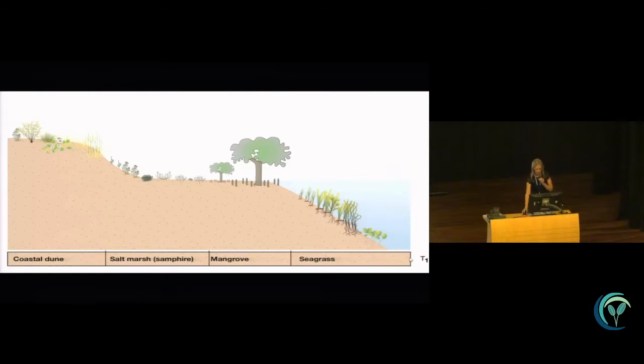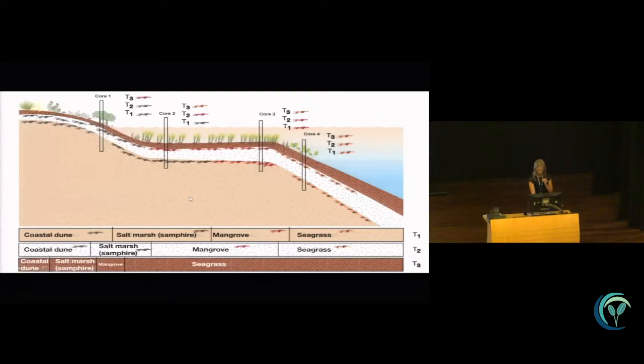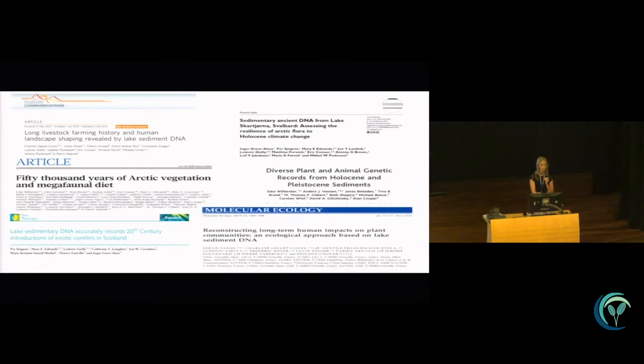So this is your typical coastline. You have seagrasses, mangrove, saltmarsh. And as time goes on, this system changes. So you can see that there's T1, T2, T3, and this is the changes through time. So if I was to take a sediment core here, I should be able to detect the change from saltmarsh to mangrove to seagrass. So hopefully that gives you a kind of visualisation of what I'm aiming to do.